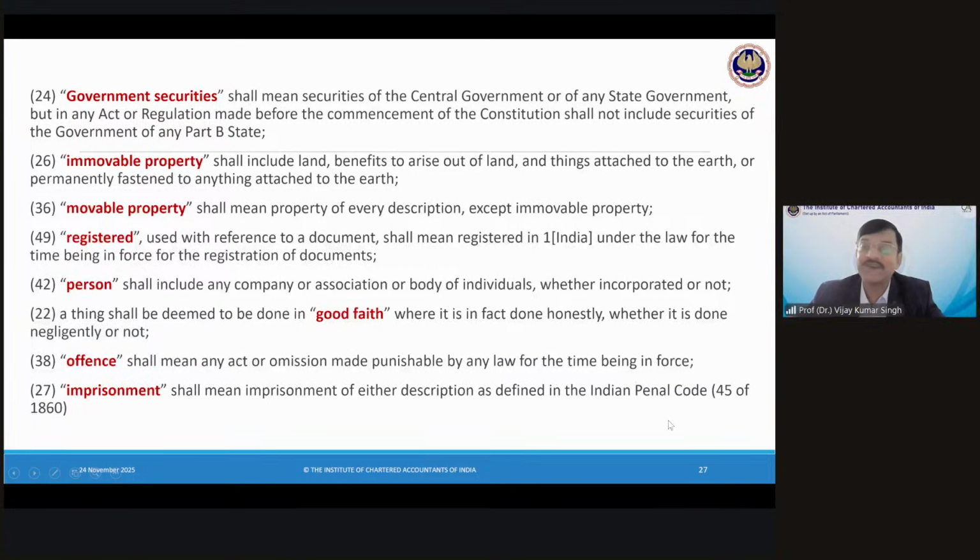Then imprisonment shall mean imprisonment of either description as defined in the Indian Penal Code. Now I think it will require a bit of a change. So we can say Bharatiya Nyaya Sanhita. So this is the change which will be coming up, but till now it has not come.